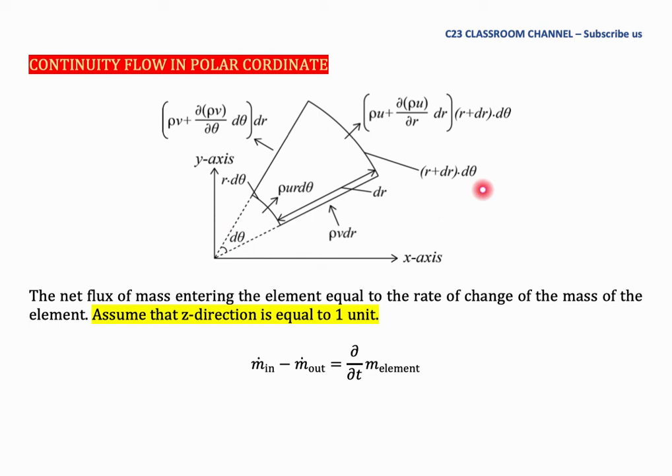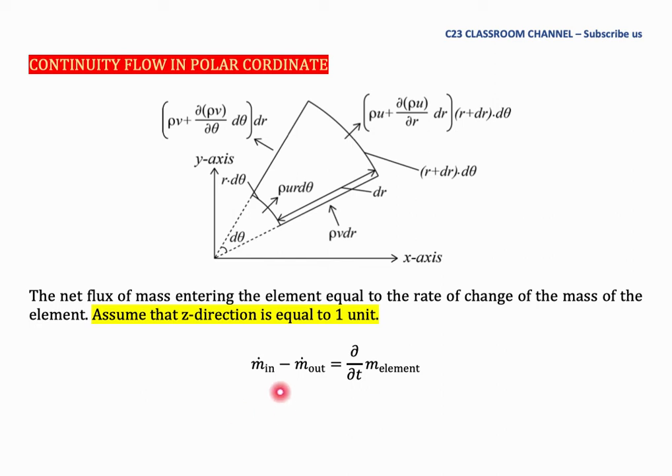Again, we have two inputs and two outputs here. The inlets are here and here. This represents the radial axis, and this is for the angular axis, and this is the output for the radial axis, and this is the output for the angular axis. The net flux of mass entering the element is equal to the rate of change of the mass of the element. To simplify our calculation, we assume that the z direction in this situation is equal to 1 unit.